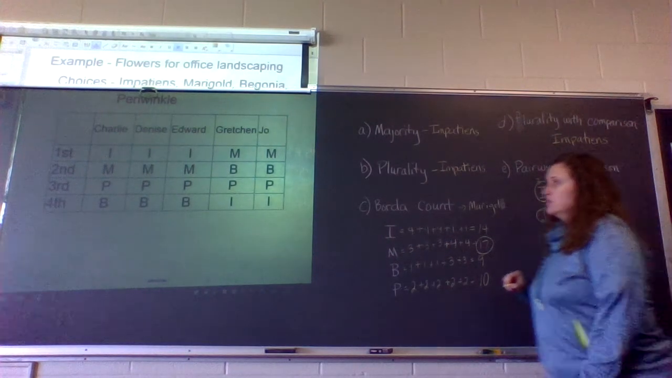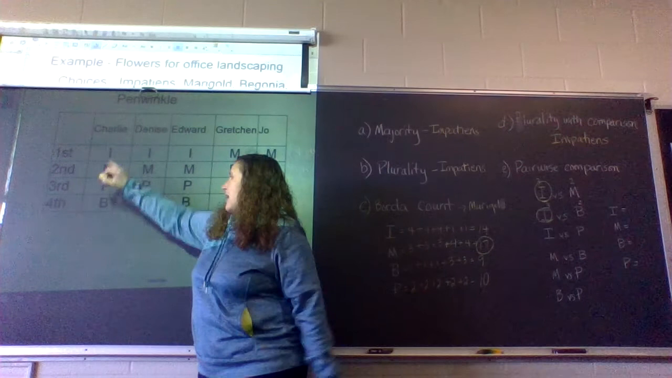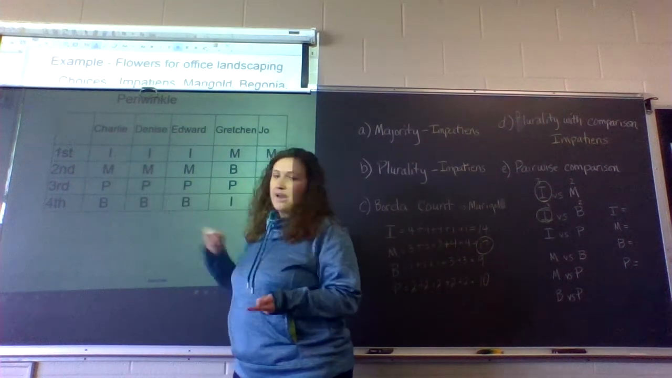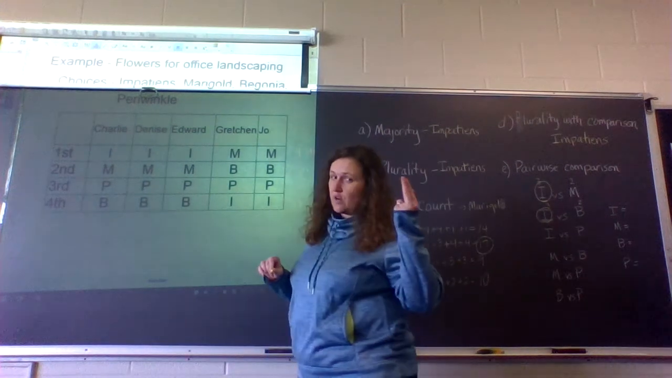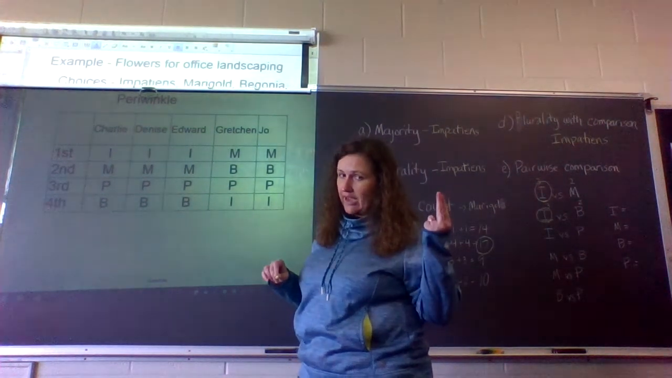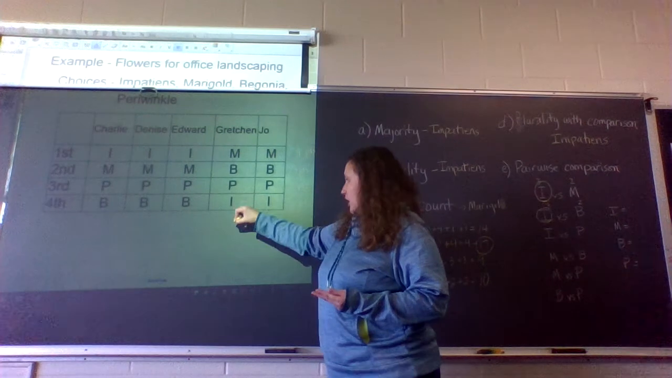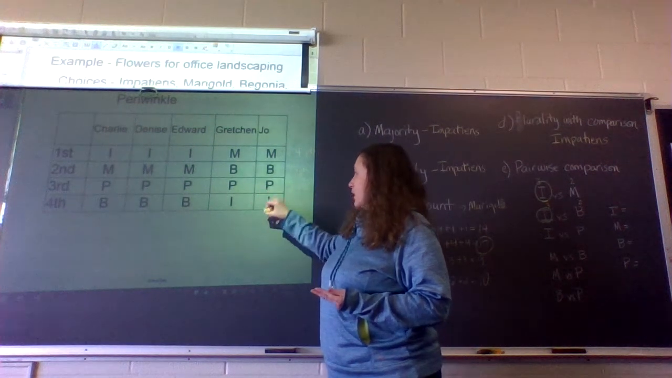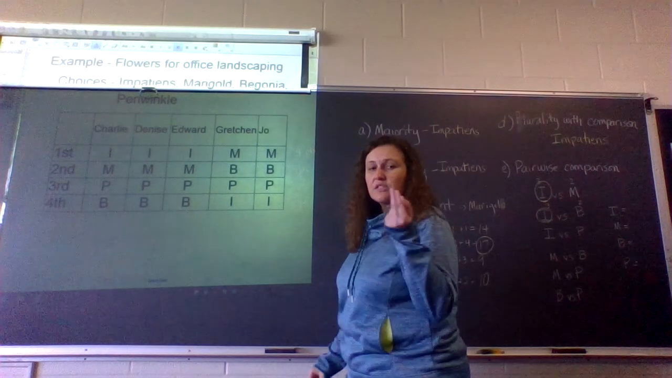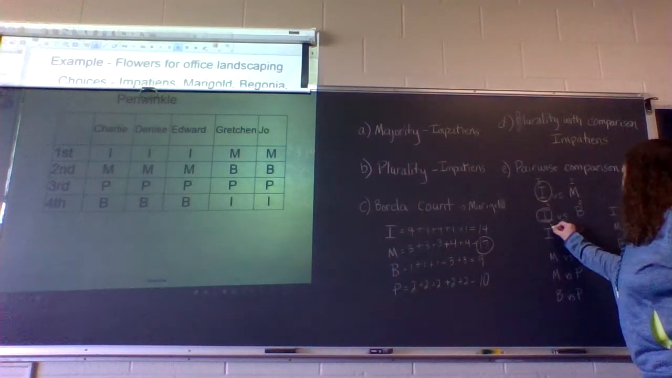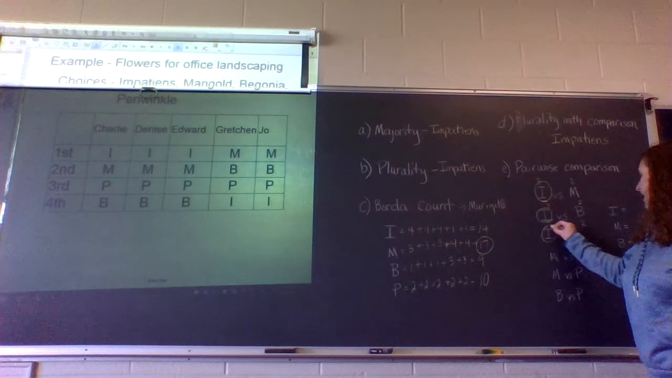Okay, now I versus P. So Charlie, yes, I is over P. Denise, yes, I is over P. Edward, yes, I is over P. So again, I'm just keeping track of the I's. So we're at 3 now. Gretchen, no, P is above I. Joe, no. So again, I'm only keeping track of the yeses when I is above P. So that's 3 still versus 2 for P. So I wins that one.